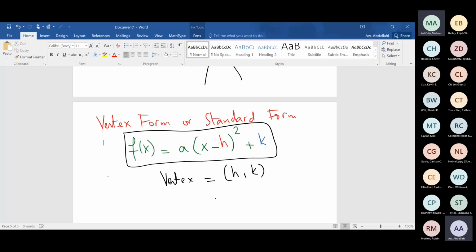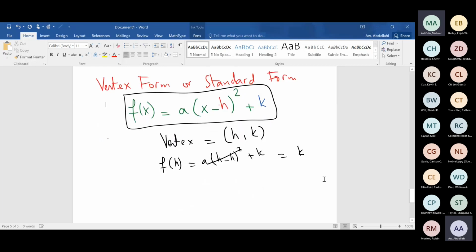How much is f(h)? When you plug in h for x, what do you get? Substitute x with h. What is f(h)? It's going to be a times (h - h)^2 plus k, right? So this is 0, it's going to be k. f(h) is always k. When you have the vertex, f(h) is equal to k, right? Okay, that is the vertex form.